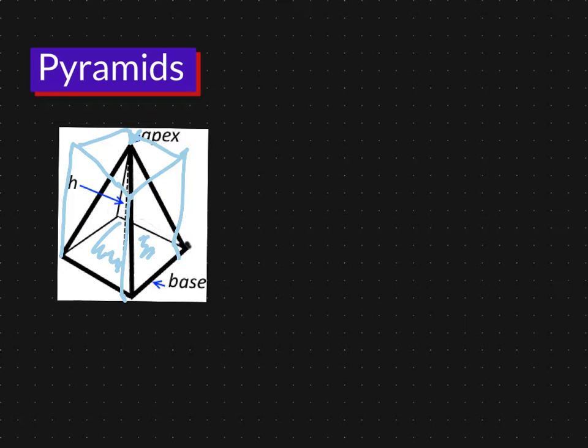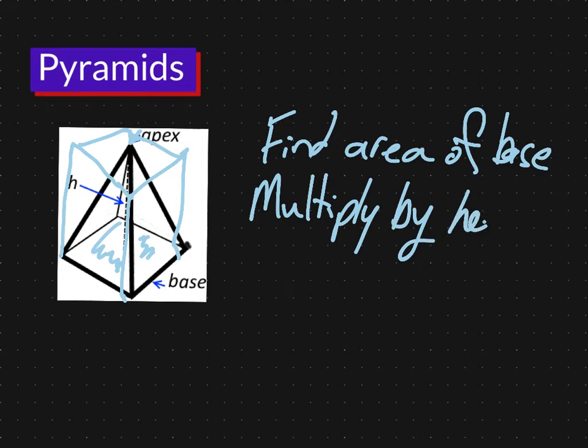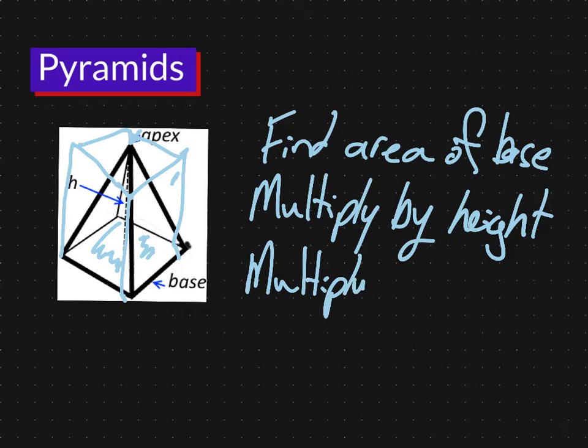So that means to find the volume of the pyramid, it's going to be 1/3 the volume of this rectangle. And you're going to find the area of the base, and multiply that by the height, which would give you the volume of that rectangle, and then you're going to multiply that by 1/3, or divide by 3, same thing.